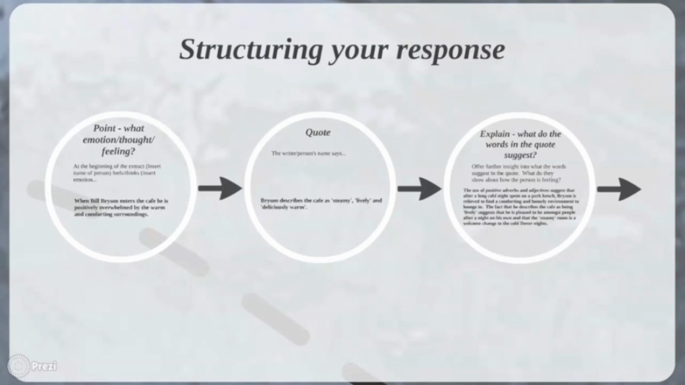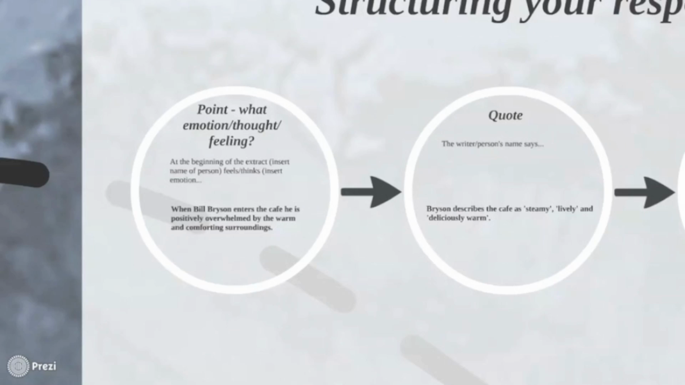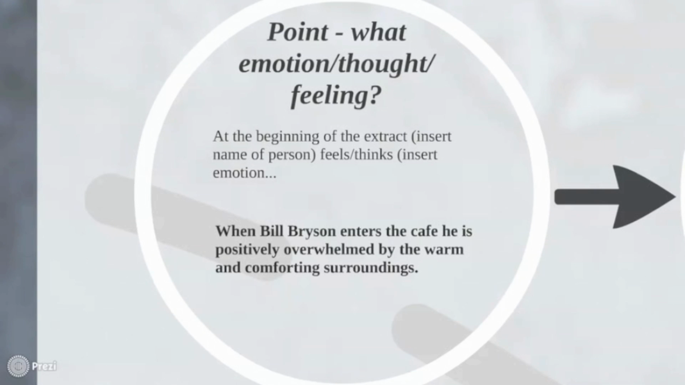So structuring your response, for this 8-mark question, you need to do 4 point-quote-explains. If you can fit a 5th in within the 12 minutes, then that is great, but 4 is what you're aiming for. So your point is your answer to the question, okay? So what emotion, thought or feeling is that character feeling at that point in the extract?